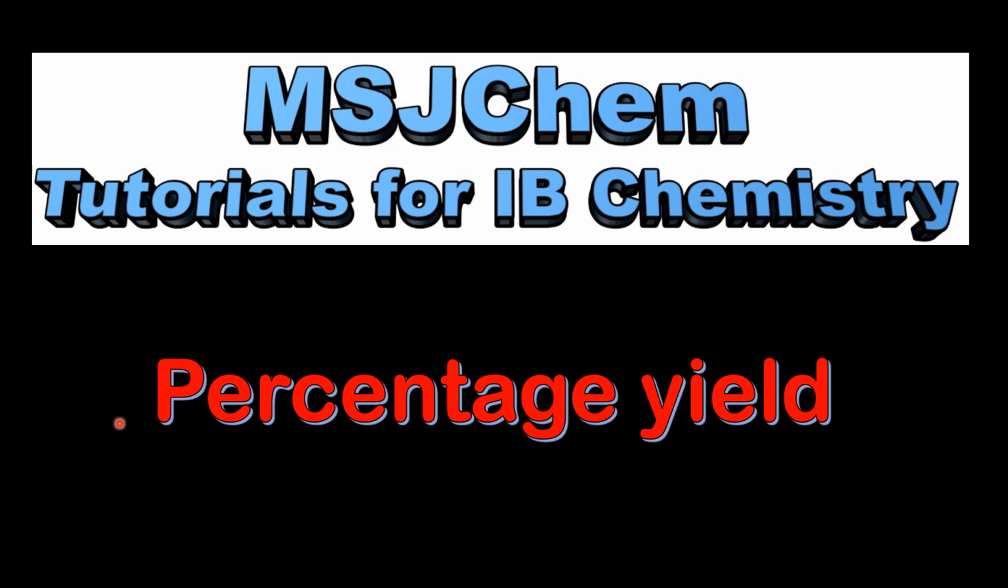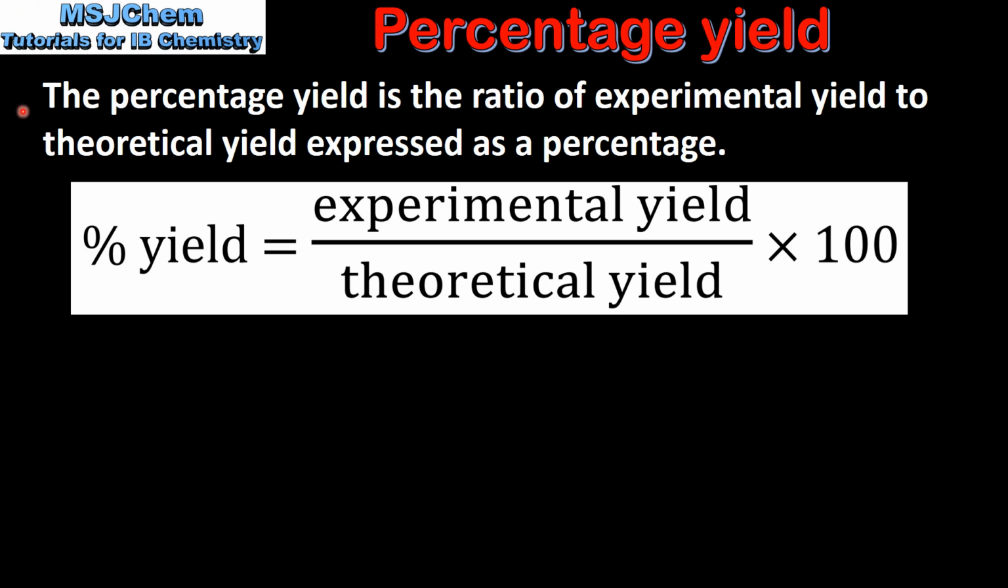This is MSJ Chem. In this video, I'll be looking at percentage yield. The percentage yield is the ratio of experimental yield to theoretical yield expressed as a percentage. Here we have the equation for calculating the percentage yield. Percentage yield is equal to the experimental yield divided by the theoretical yield multiplied by 100.